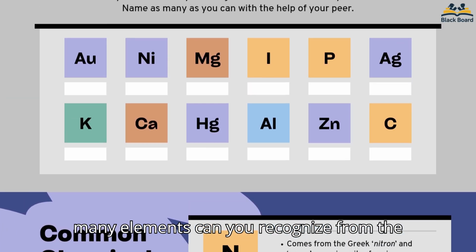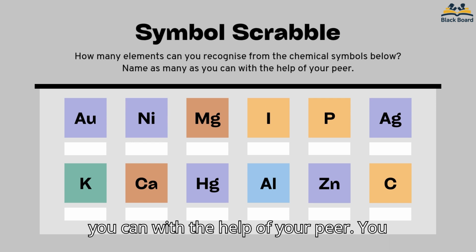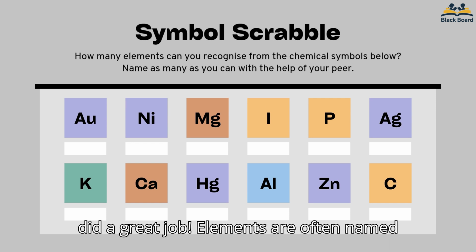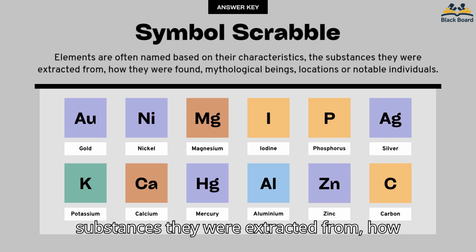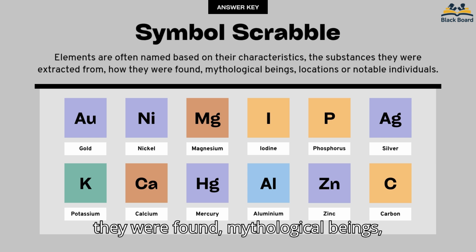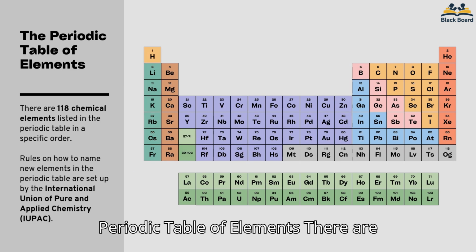How many elements can you recognize from the chemical symbols below? Name as many as you can with the help of your peer. You did a great job. Elements are often named based on their characteristics, the substances they were extracted from, how they were found, mythological beings, locations, or notable individuals.